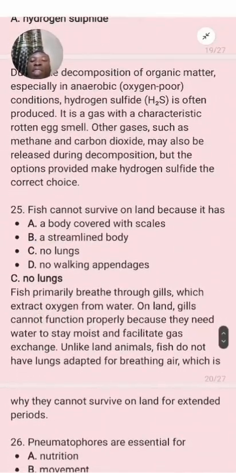25. Fish cannot survive on land because it has dash. Fish cannot, because it has no lungs. Fish primarily breathe through their gills, and these gills extract oxygen from water. So if they are not in water, they will not be able to breathe, and they may die. Unlike other land animals, they have lungs, and lungs are adapted for breathing air. In the same way, some organisms that do not have gills will not survive in water.